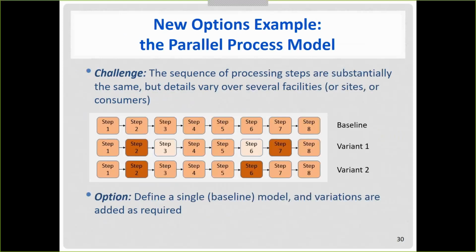Okay. So what else is new? The option to create a parallel process model is new. This feature is useful in a situation where a food process pathway involves a sequence of steps that are substantially the same, but details may vary over several facilities, operations, or farms in their practices or the degree of compliance. We can use this feature to define a baseline model and add variations as required at one or more steps for a variance. The feature makes the modeling more efficient.